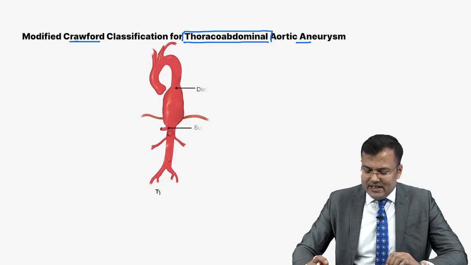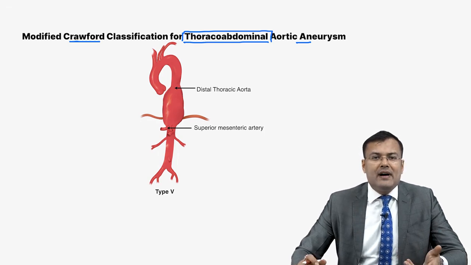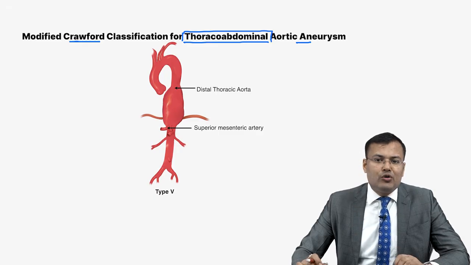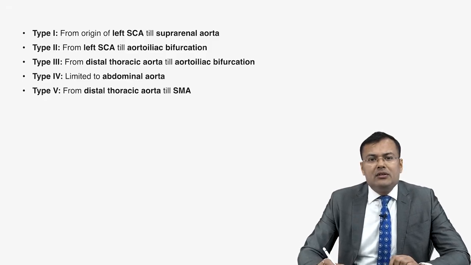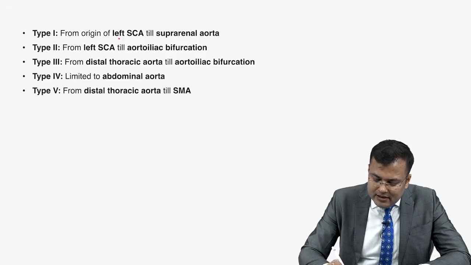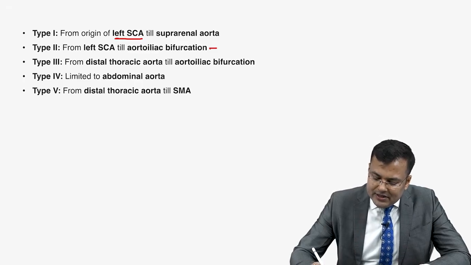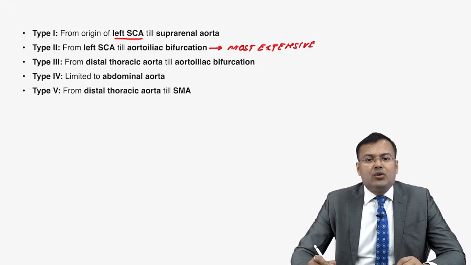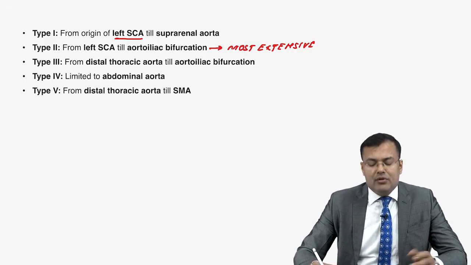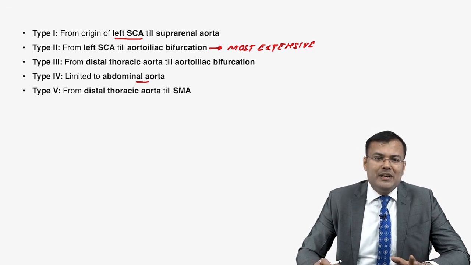And in type 5, what is the extent? From distal thoracic aorta till superior mesenteric artery. So this is the modified Crawford classification for thoracoabdominal aortic aneurysm. Let's revise quickly. Type 1, from the origin of left subclavian artery till suprarenal aorta. Type 2, from left subclavian artery till aortoiliac bifurcation, and it is most extensive. Type 3, from distal thoracic aorta till aortoiliac bifurcation. Type 4, limited to abdominal aorta. Type 5, from distal thoracic aorta till superior mesenteric artery.